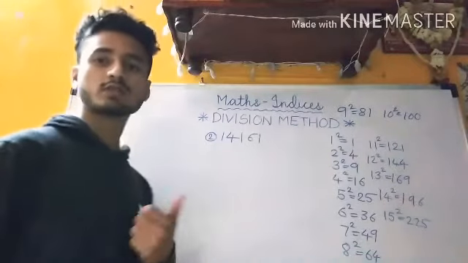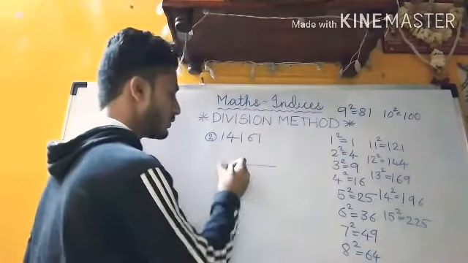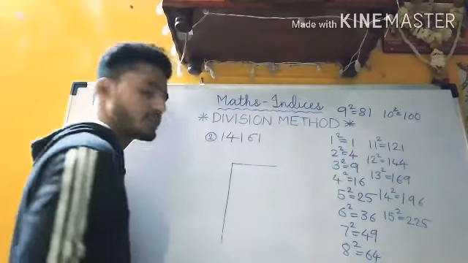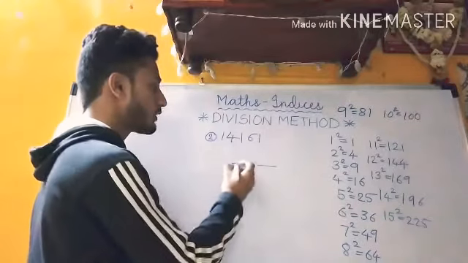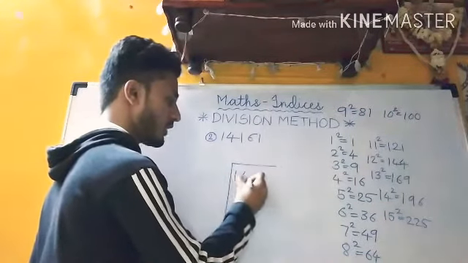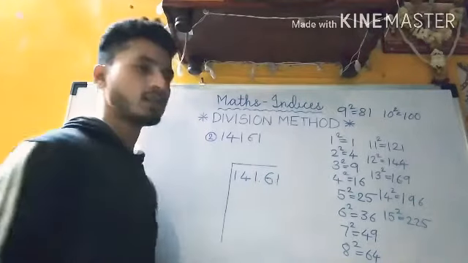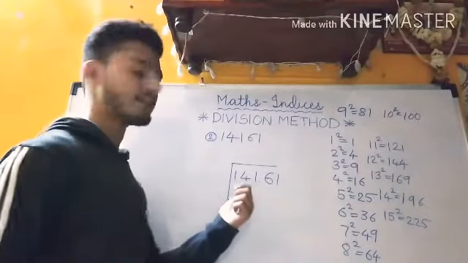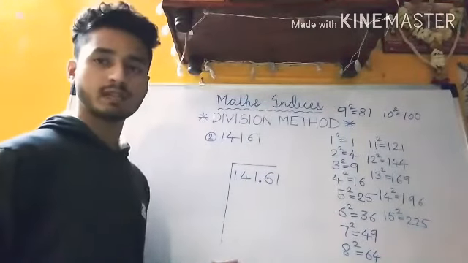So we are going to find the square root of this number. First we'll do our arrangements. We'll make a vertical and a horizontal line. Now we'll copy the question: 141.61. As we have learned earlier, you now know how to make pairs of a decimal number.